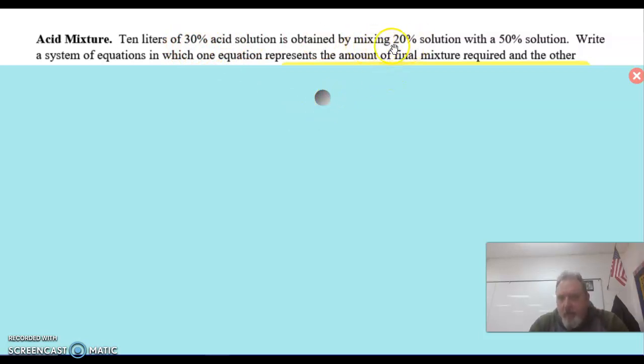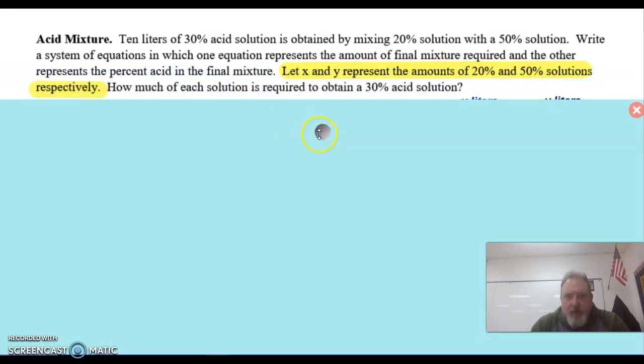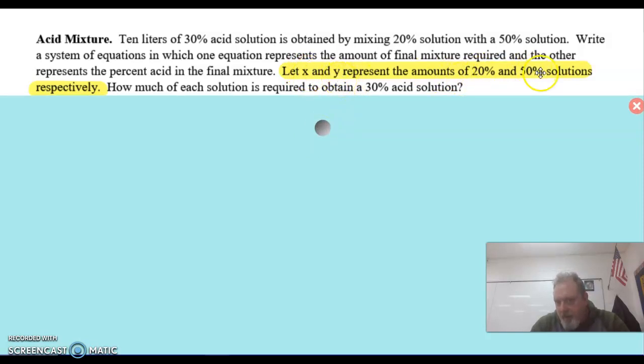So we are going to mix a 20% acid solution with 50%. And we want to write a system of equations to represent the total mixture. All right. So I will start. First of all, they give us the variables. They tell us X is the 20% and Y is the 50%. So that helps us there.